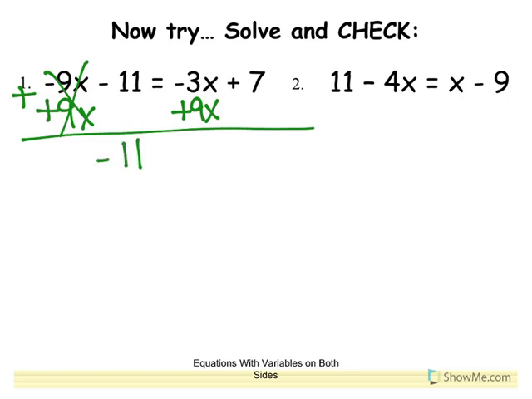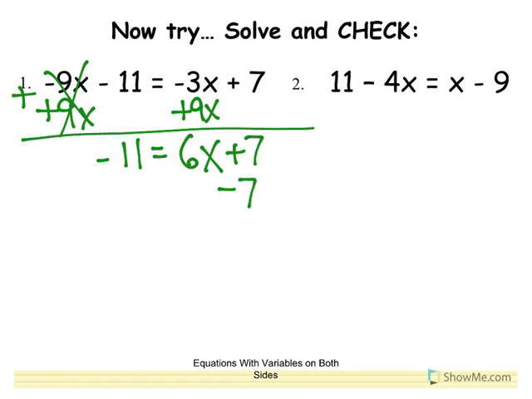Just like when we solved two-step equations and we had a negative coefficient as the middle term, we need to bring down the terms with their signs, right? Negative 9x and 9x is 0, but that negative next to the 11 doesn't just disappear. So now I've got negative 3x plus 9x is 6x, and I, of course, bring down the 7.